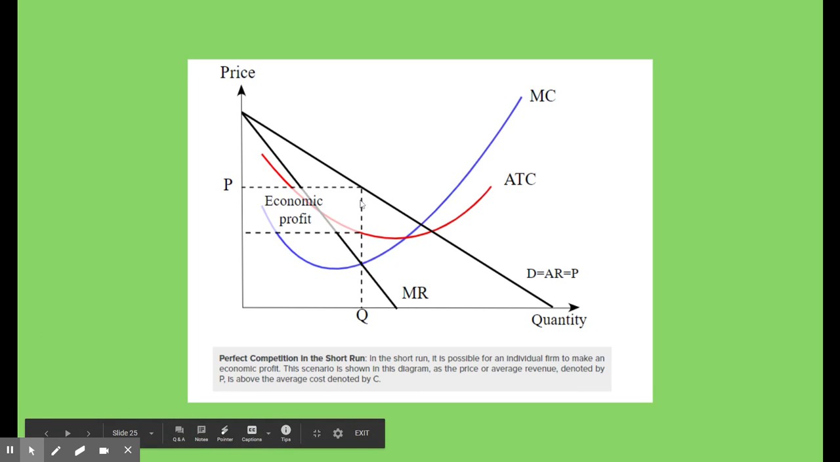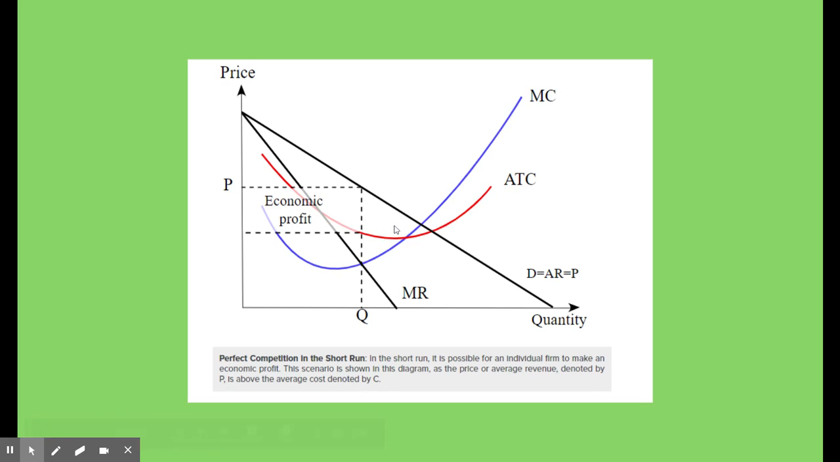Of course, going back to the previous lesson, please remember that whenever marginal cost and average total cost intersect, that is typically when we start to see the average total cost increase quite a bit. And so it's going to increase dramatically after that point.